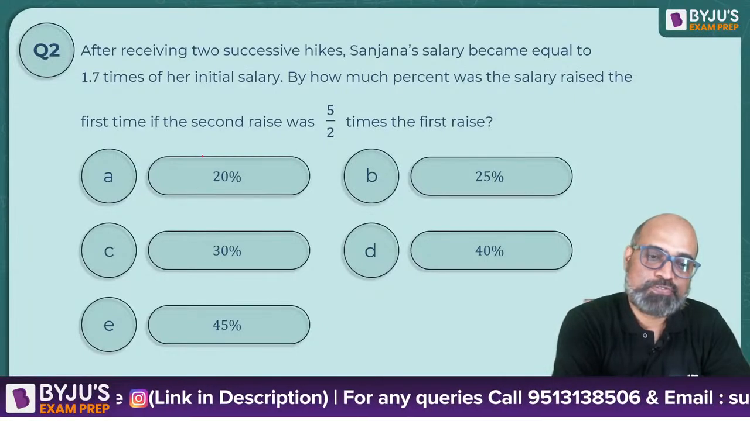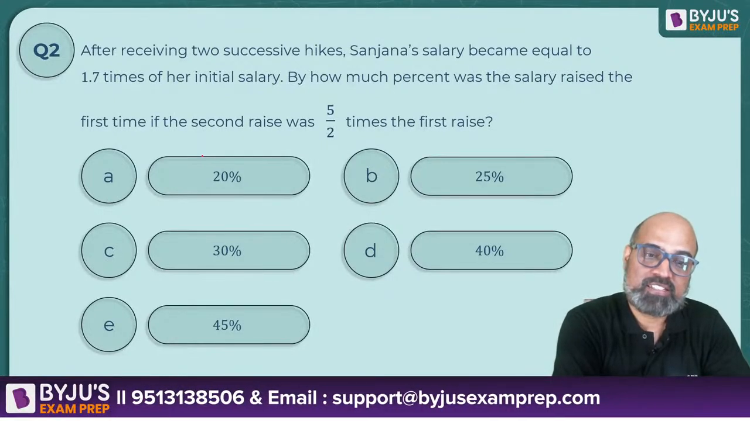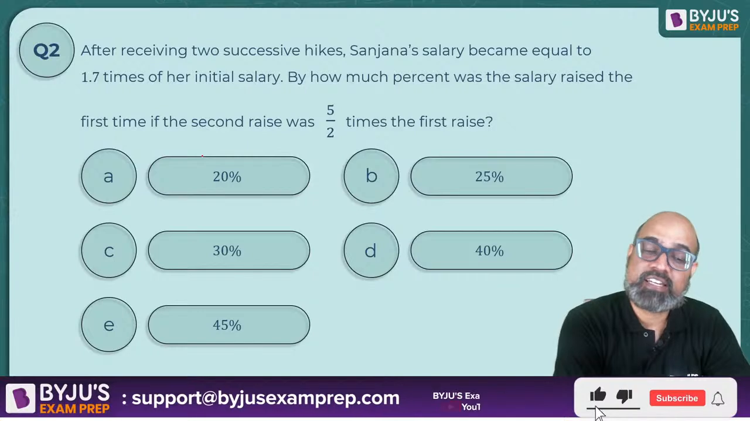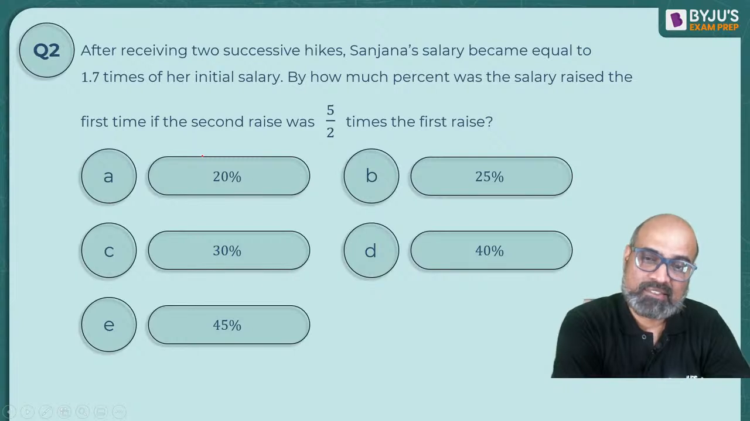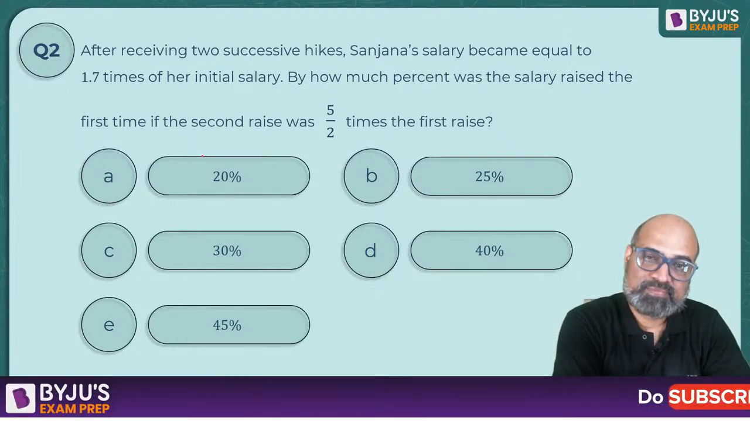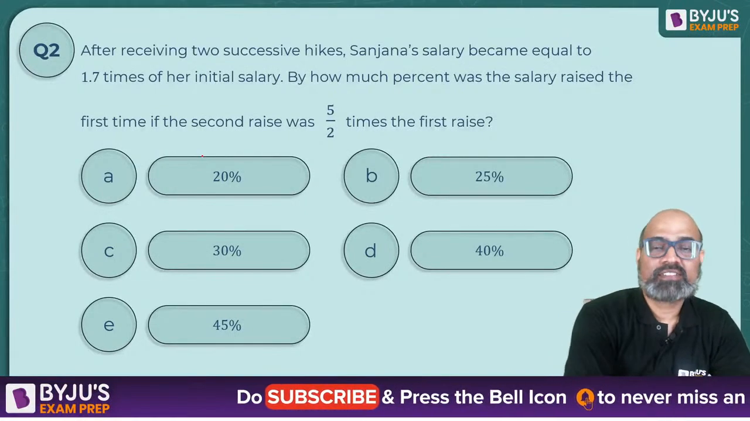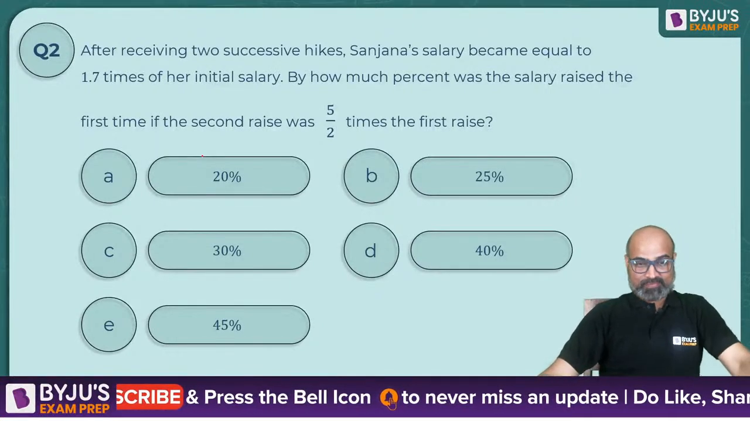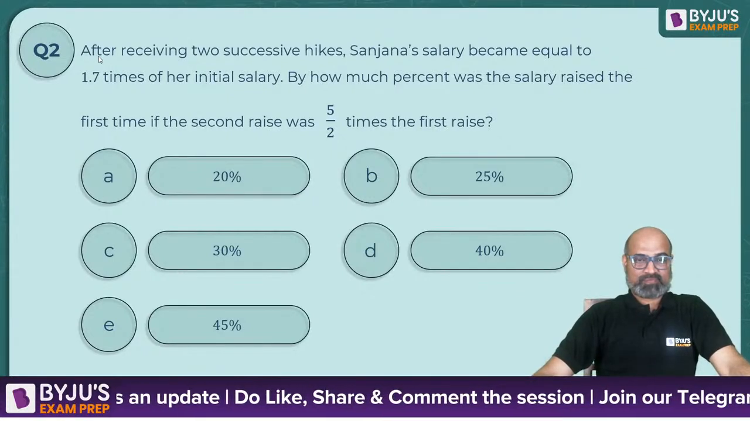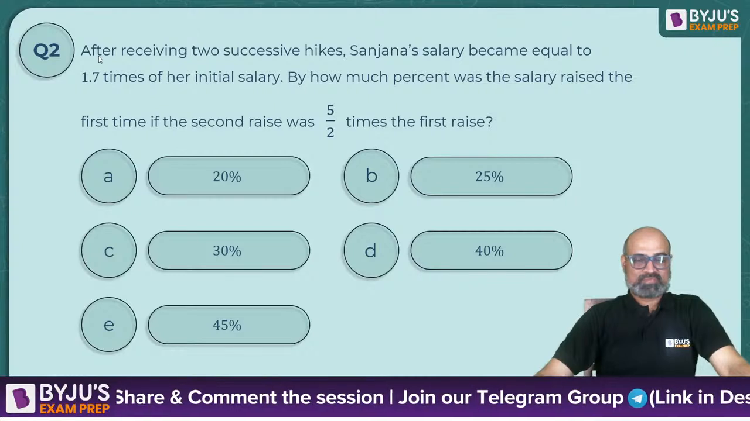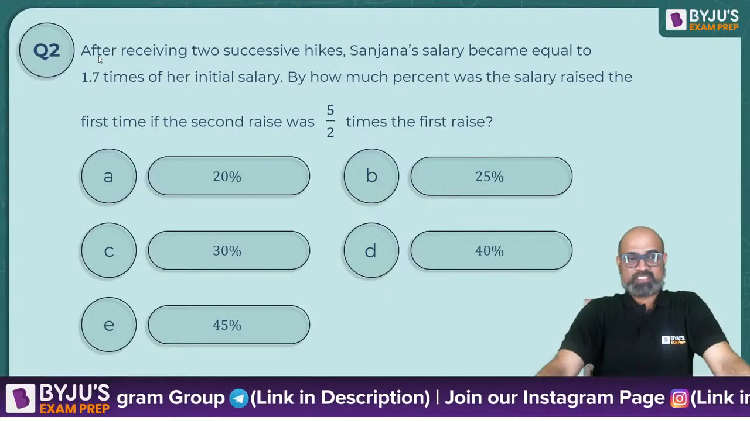Vishnu says option E, 45%. Mihir says option A, 20%. Ameya says 20%. Others? Ankit says 45%.